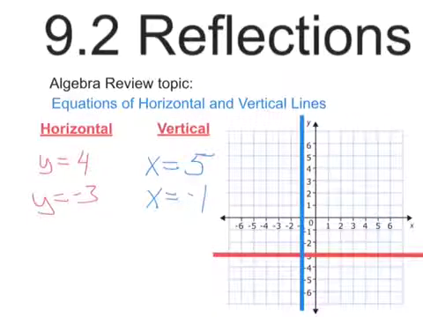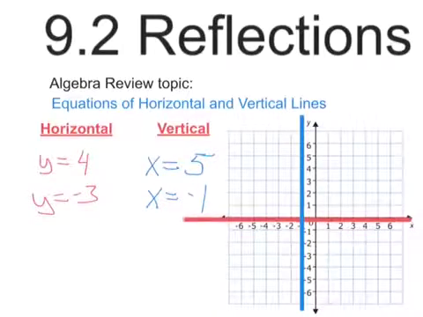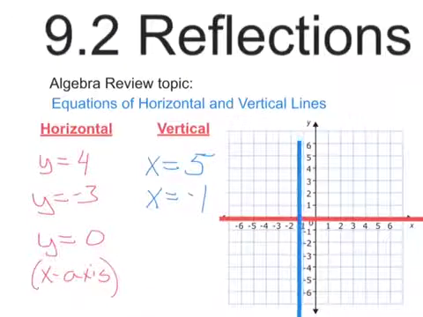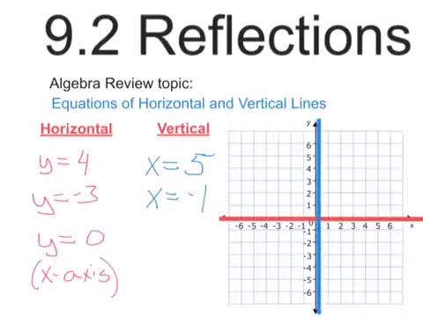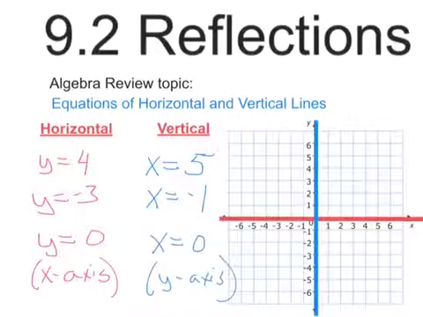And one more thing we should look at is the equation of our axes. If I look at this horizontal line that is on the x-axis, notice that that is the equation y equals 0. So the equation of the x-axis is y equals 0. And for the y-axis, notice that every value of x is equal to 0. So the equation of the y-axis is x equals 0.